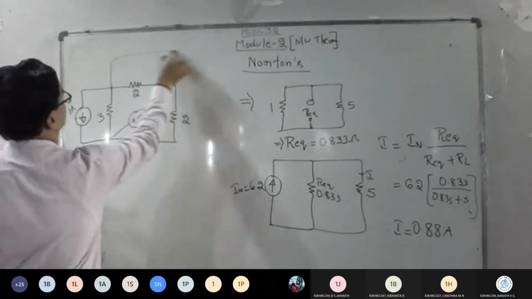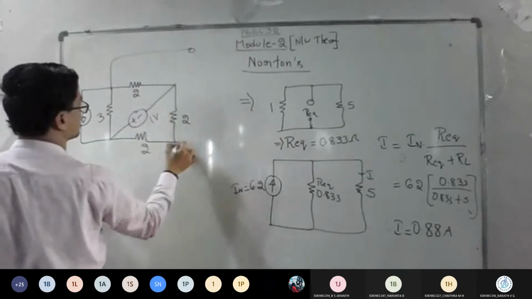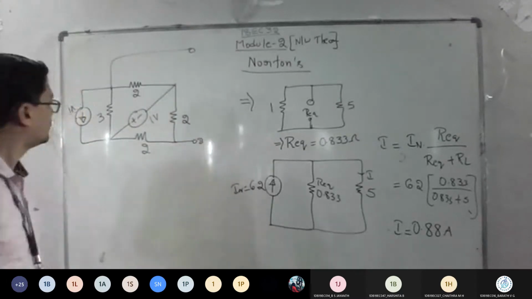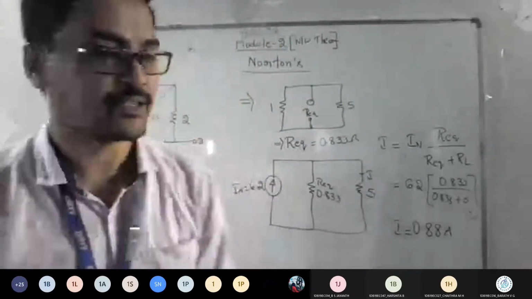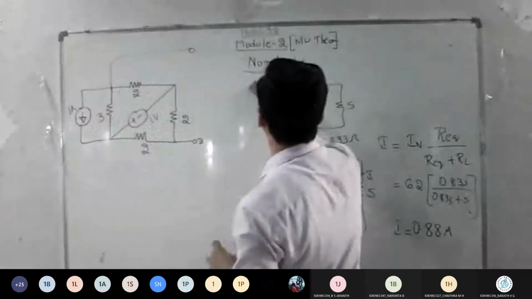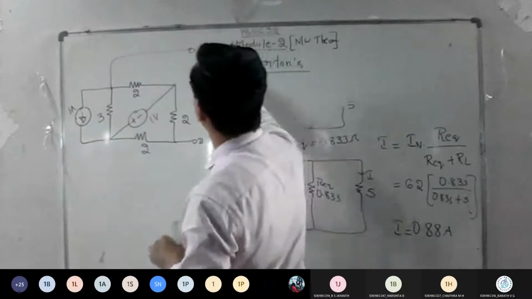So terminals are here. So this is your A and this is your B. Okay. So this is the given network. So you have to apply the concept of Norton now. So stick to the procedure. So A is here.